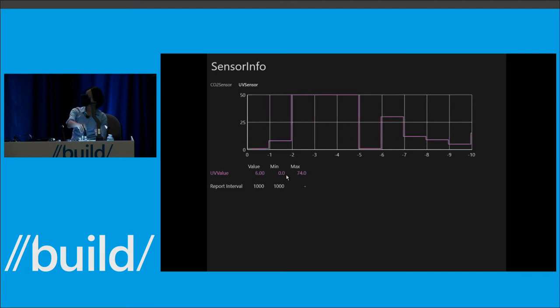So this is basically a universal app also running on this device. We can run the same universal app on desktop, on phone, with the custom sensor API, and it would all just work. Okay, so switching back to PowerPoint.